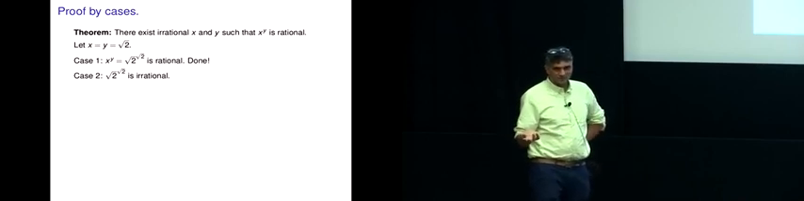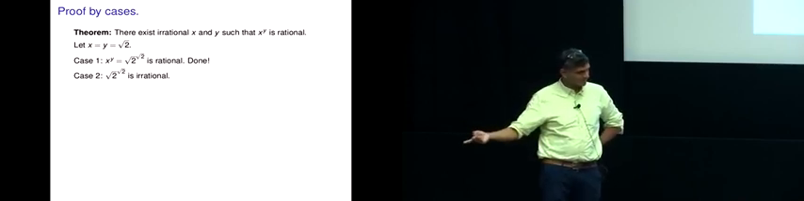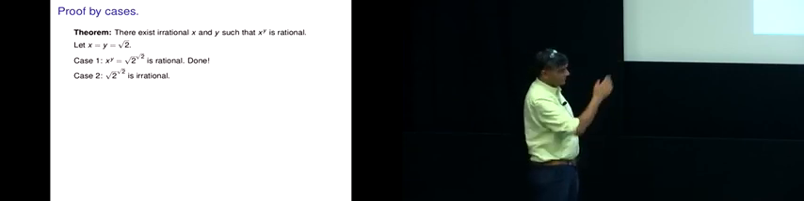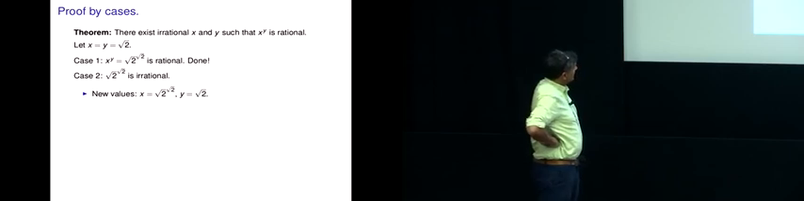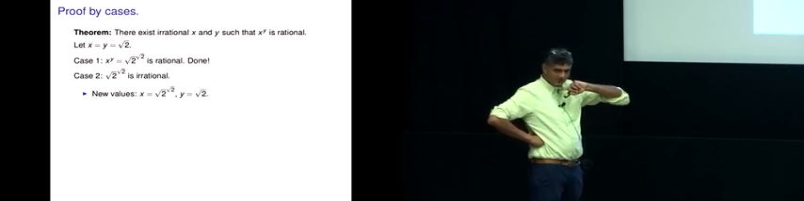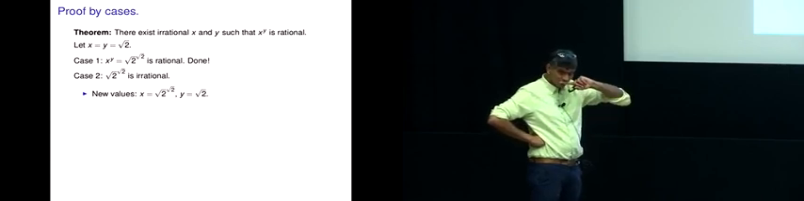In the other case, we're going to assume that root 2 to the root 2 is irrational. Okay, so now I have another irrational number, right? I got two of them: root 2 and root 2 to the root 2, in this world. So let me try those two as x and y. Let's let x be root 2 to the root 2 and y be root 2. Okay, so just for a second, do this next step yourself. What am I going to do next? I'm going to look at x to the y.